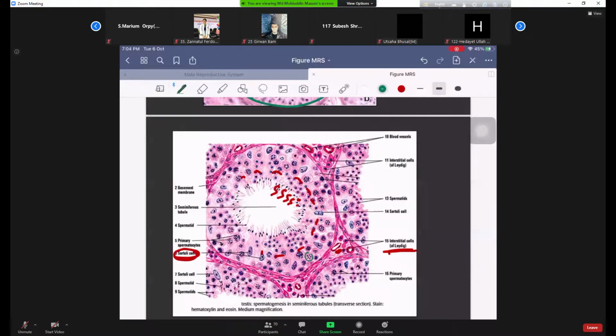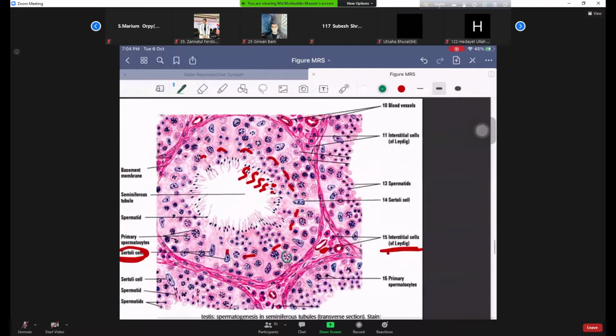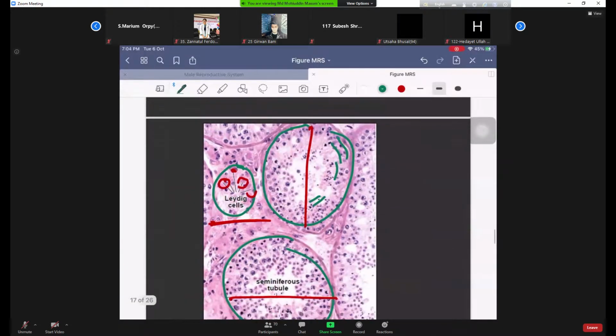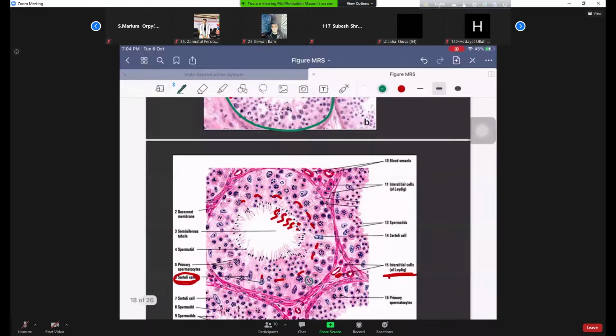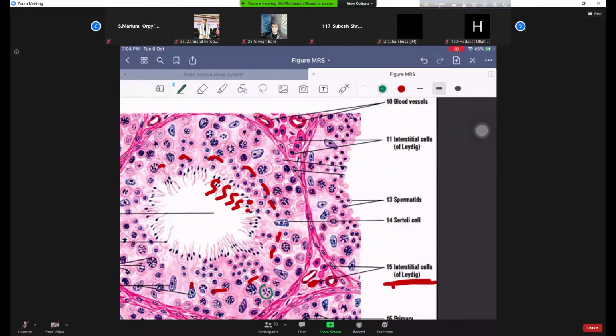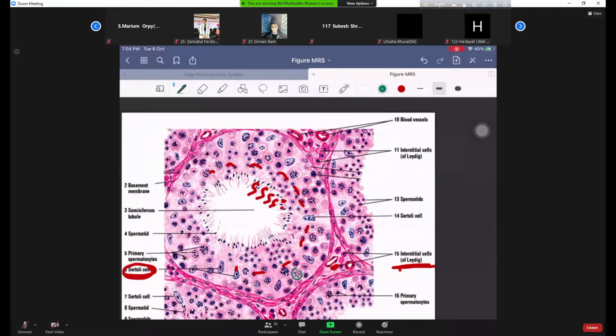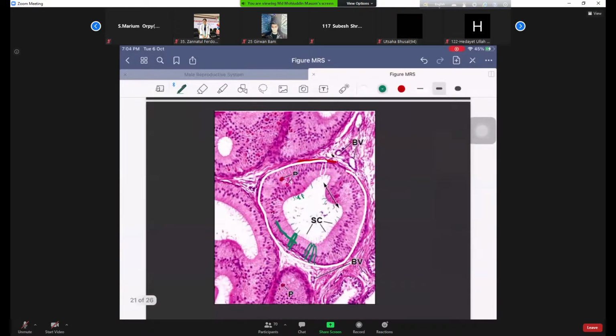And sir, in the testis, in between the lumens, there will be interstitial cells of Leydig. But in the case of the seminiferous tubule, there is only connective tissue. In between the lumens, there are no definite cells.